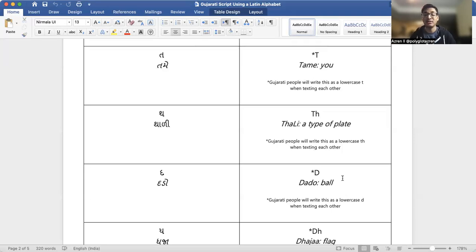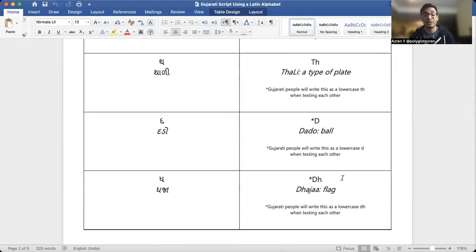Next, we have Tha, also biting your tongue, such as the word thali. Thali is a type of plate. If you want to see what it looks like, search Thali on Google and you'll find it. Tha is written with an uppercase T, lowercase h.